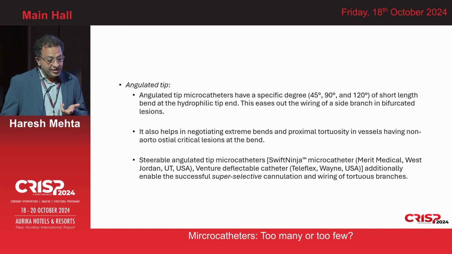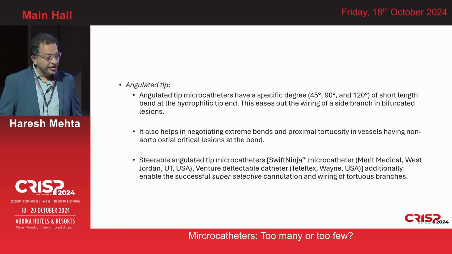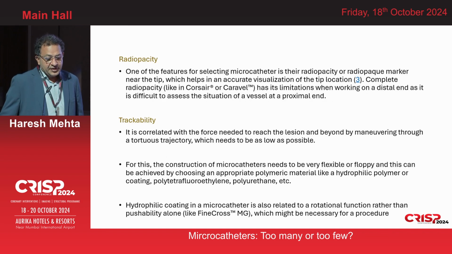We don't have the Ninja catheter. I'm sure they might bring it one day. But Venture also is not easily available, which is from Teleflex. We do get it. With this you can get into vessels which have, say, a 130 or 140 degree angle, where you find it difficult to wire directly. Radio-opacity is important, so you know where your catheter is and where your wire exits it. Trackability, we've discussed it, the same thing again.